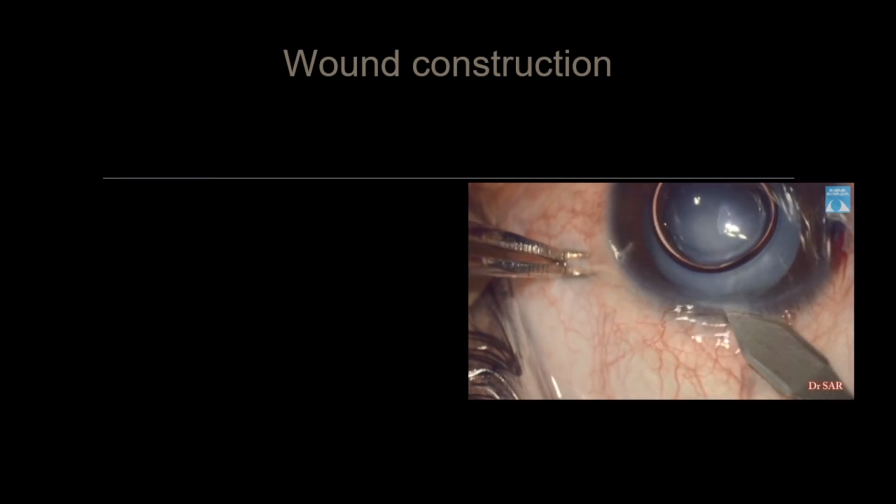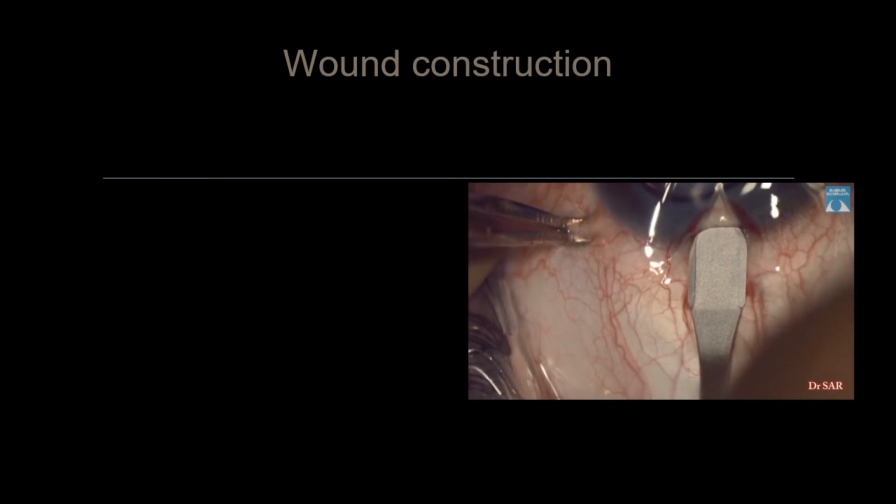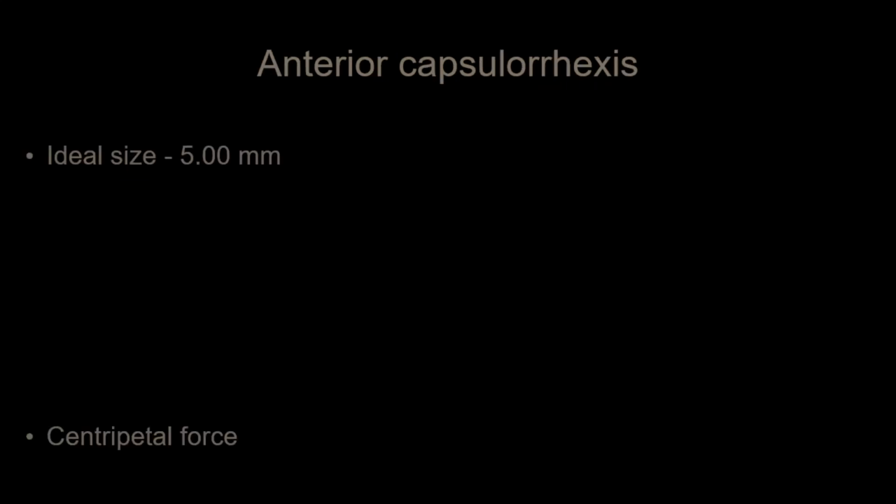In the next video, we see that a groove is made in the cornea and a biplanar clear corneal incision is made with a keratome. Next step is the anterior capsulorrhexis, which could be called the most important step in surgery. The ideal size is 5 to 5.5 mm, and we use a centripetal force.